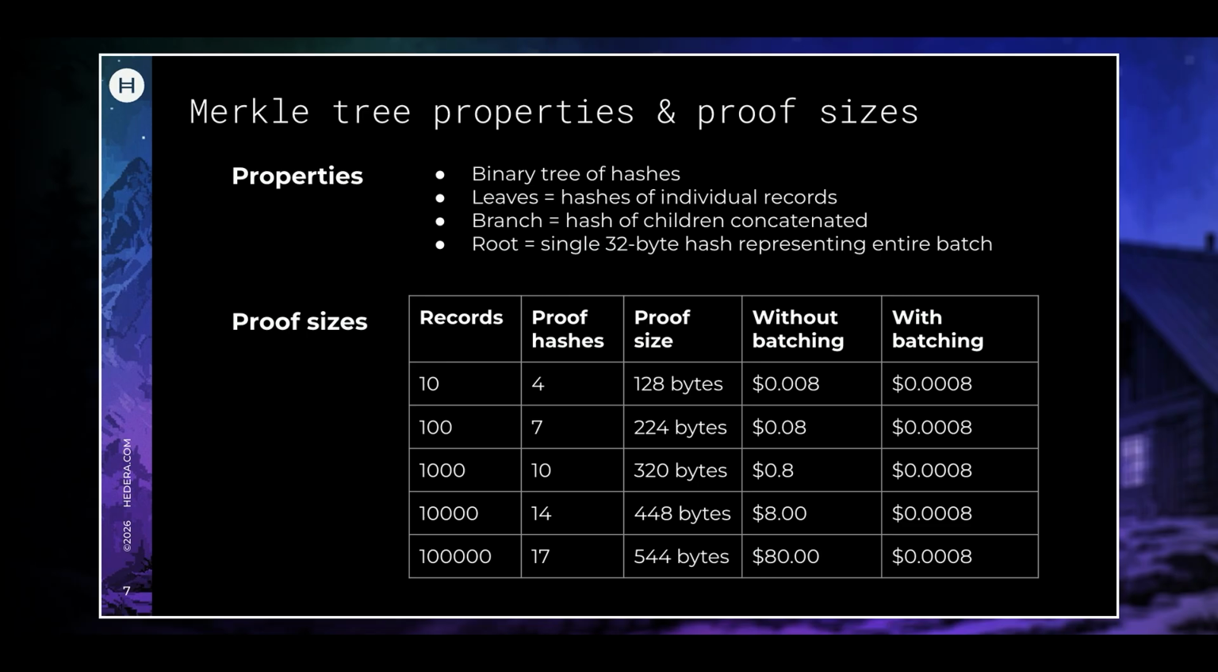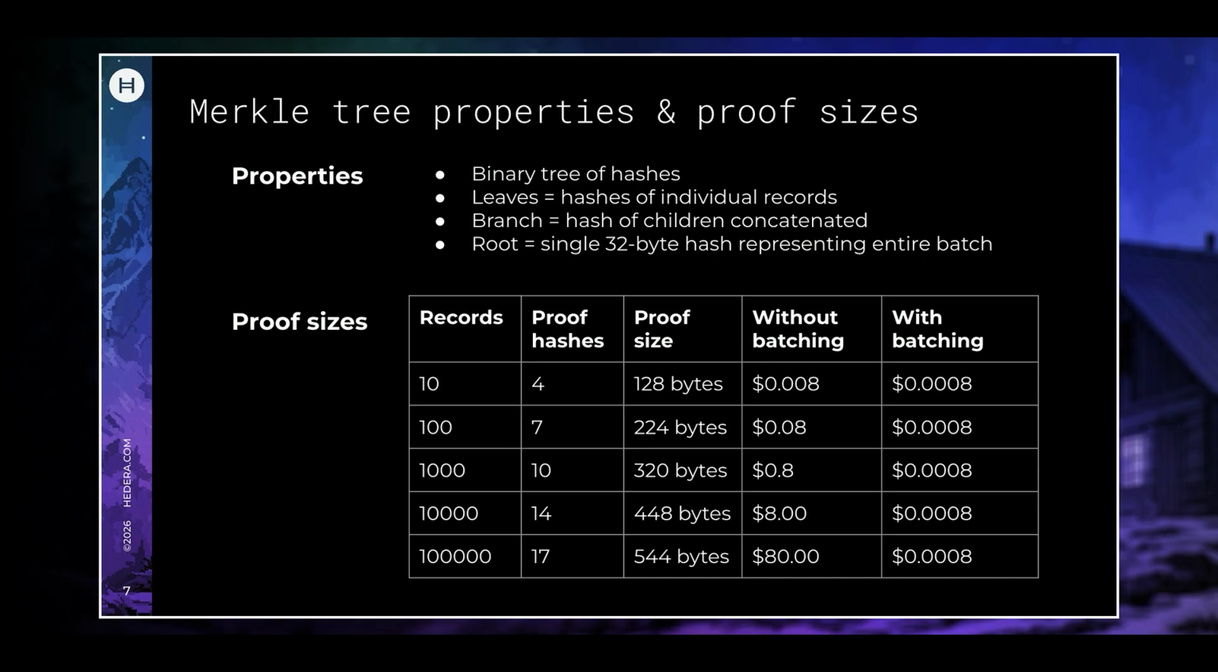And so we've already discussed a little bit about the properties of a Merkle tree, but essentially they have a binary tree of hashes. The leaves are hashes of individual records. Those branches that you saw are a hash of children concatenated together. And that single 32-byte root is representing the entire batch.